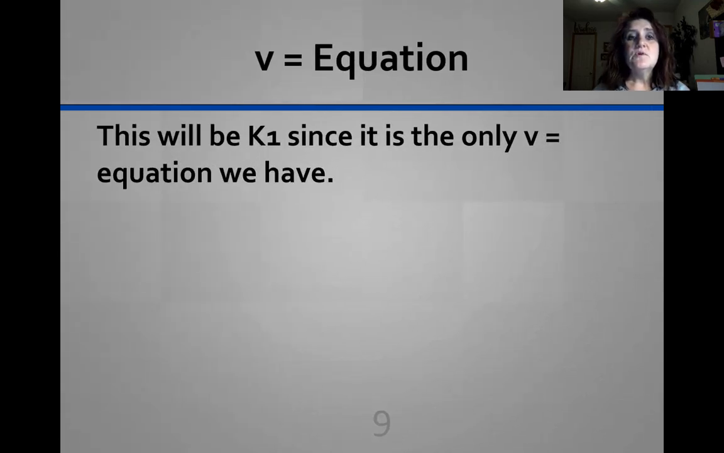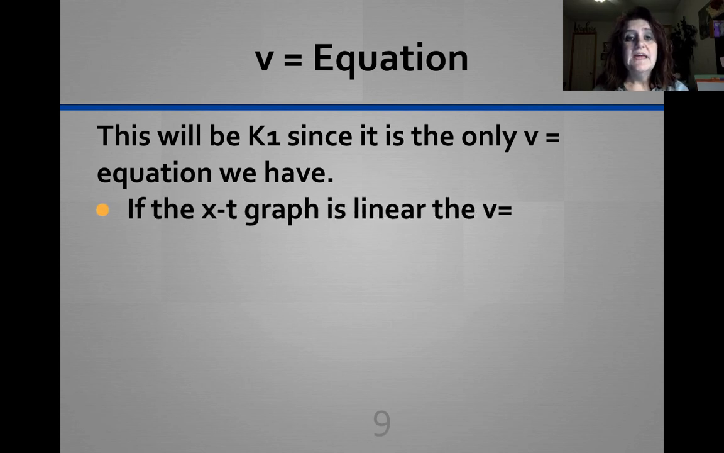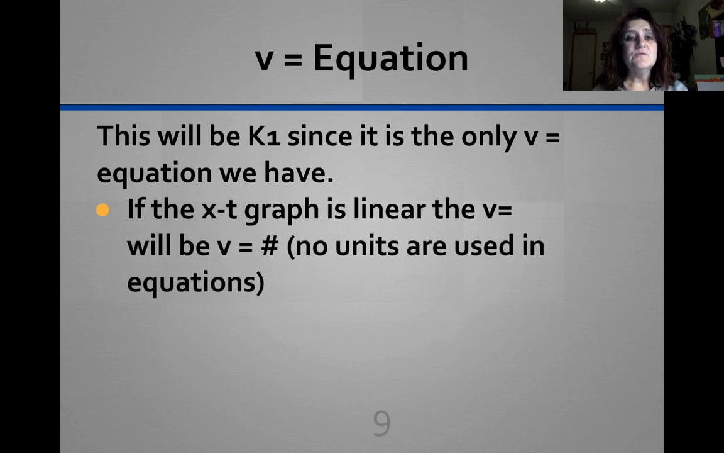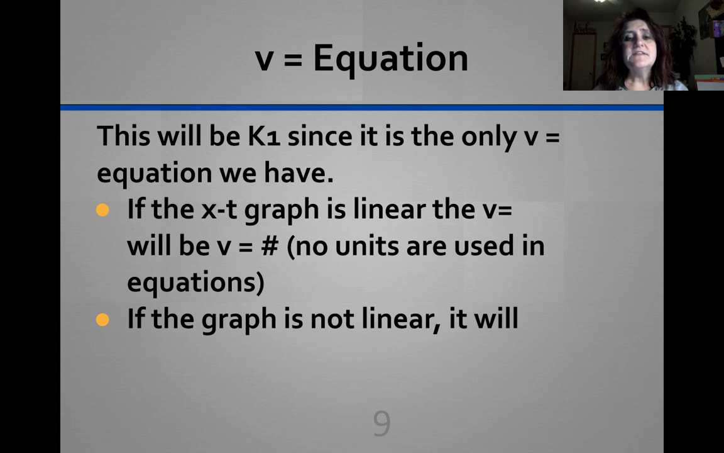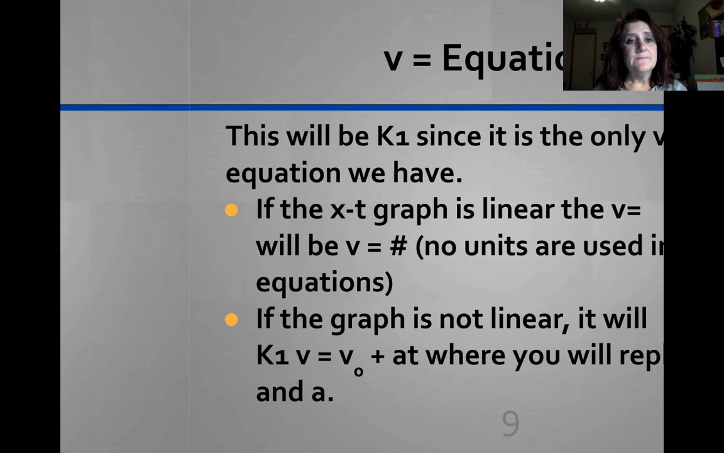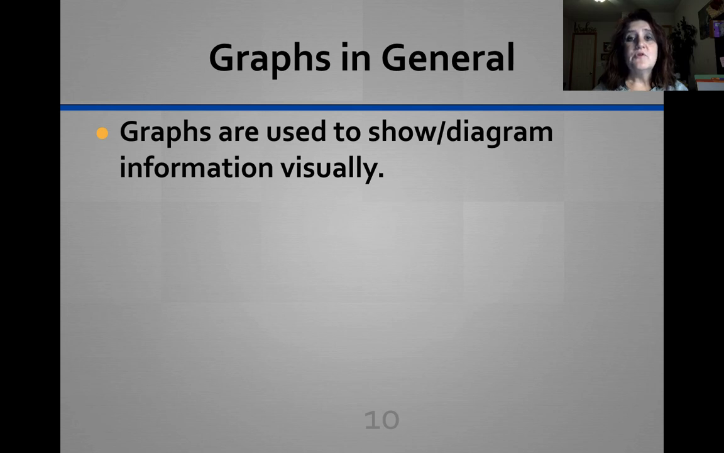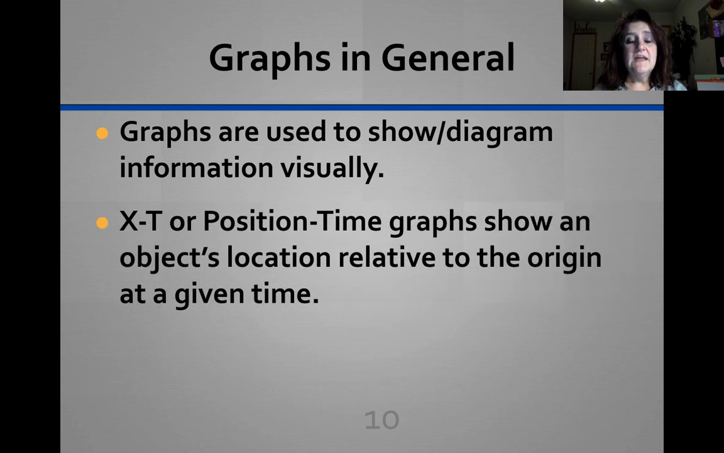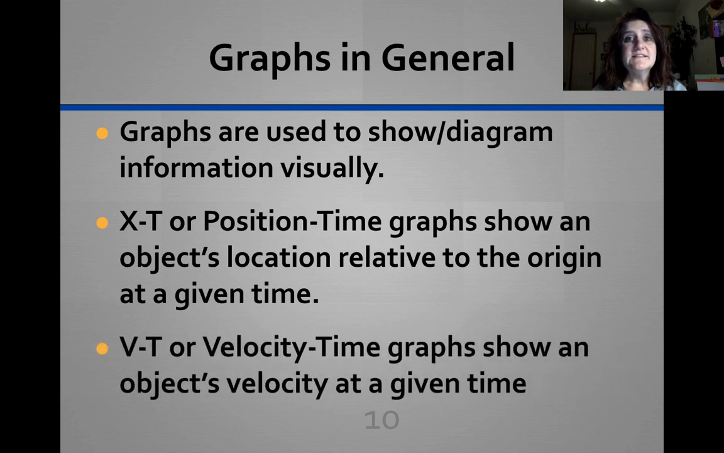The V equals equation will be the rewrite of Kinematic 1 since that's the only V equals equation we have. If the XT is linear, the V equals equation will simply be a number with no units attached because it's the equation of a line, a flat line. If the graph is not linear, it will be a V equals equation where you'll replace V naught and A. So graphs in general are used to show or diagram information visually. An XT or position time graph shows the object's location relative to the origin at a given time. The VT, or velocity time graph, shows an object's velocity at a given time.